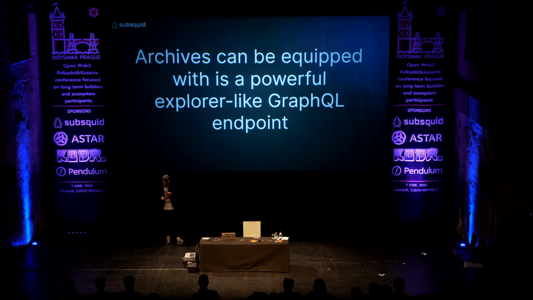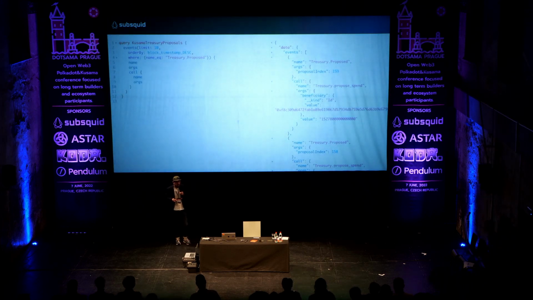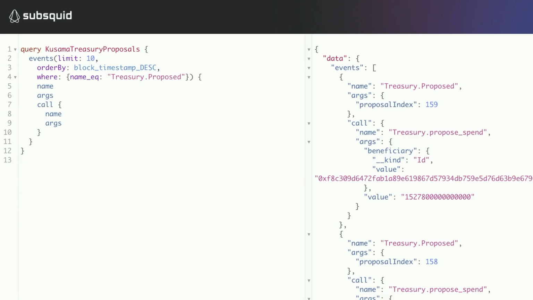Another important feature that we discovered, which was a surprise for ourselves because devs started to use it, and then we realized, oh okay, this is actually useful, is that archives come with a gateway, like an API, which already works as a sort of block explorer, which allows you to query your blockchain in a very flexible and efficient way, and it just works out of the box.